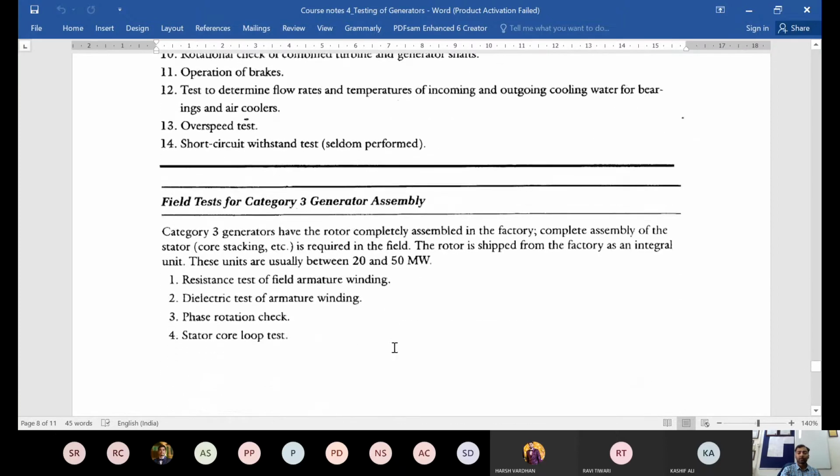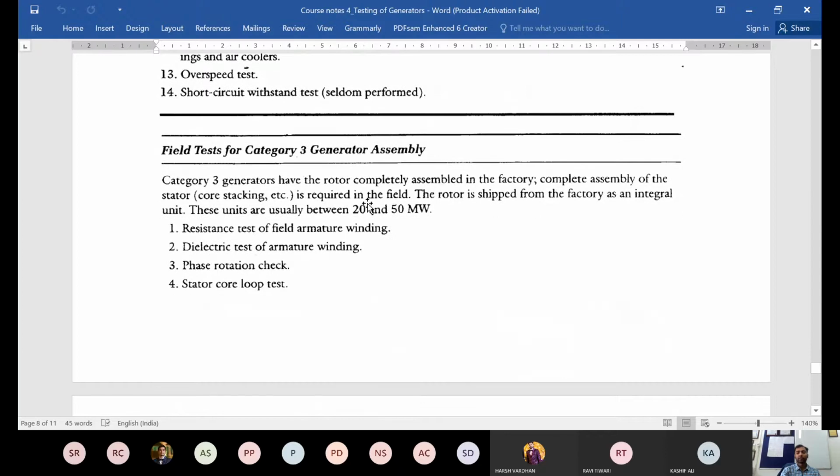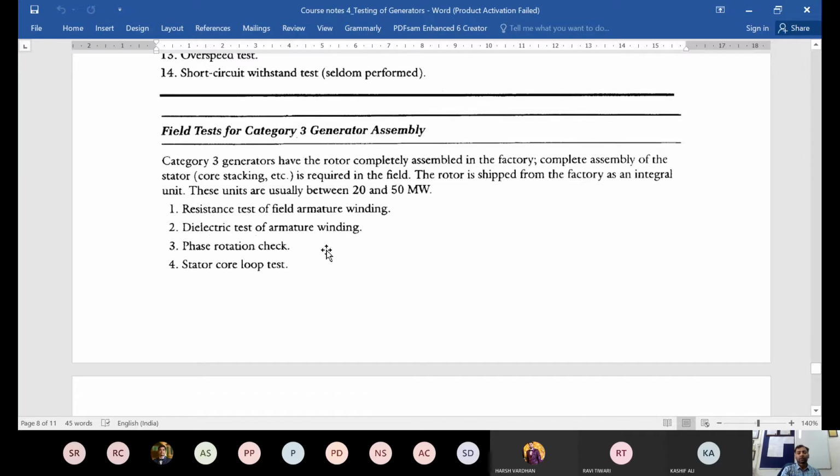Then next category, as we can understand, this is somewhat more intense because category 3 generators, they have the range of power rating in 20 to 50 MVA range. And as it says here that category 3 generators have the rotor completely assembled in the factory, and complete assembly of the stator, that means the core stacking, etc., is required in the field. So in this case, the rotor is coming completely assembled from the factory, but the assembly of the stator is done entirely from scratch in the field. So these are some tests recommended for this.